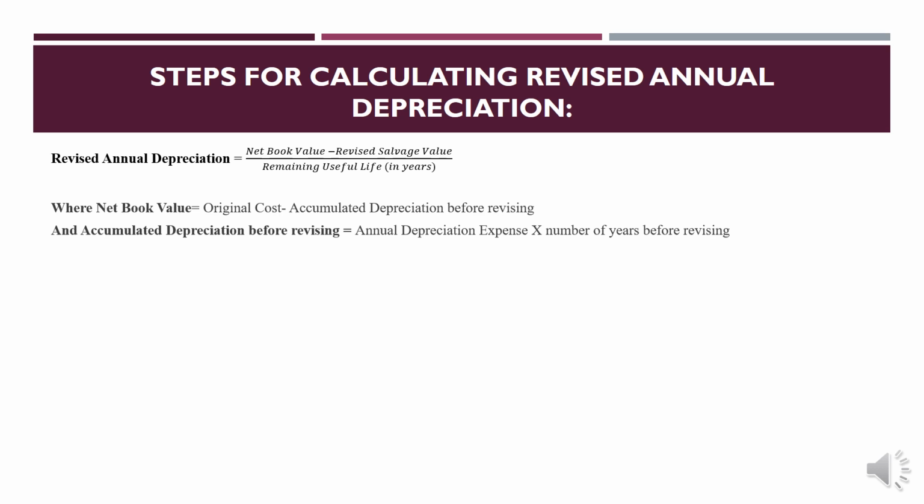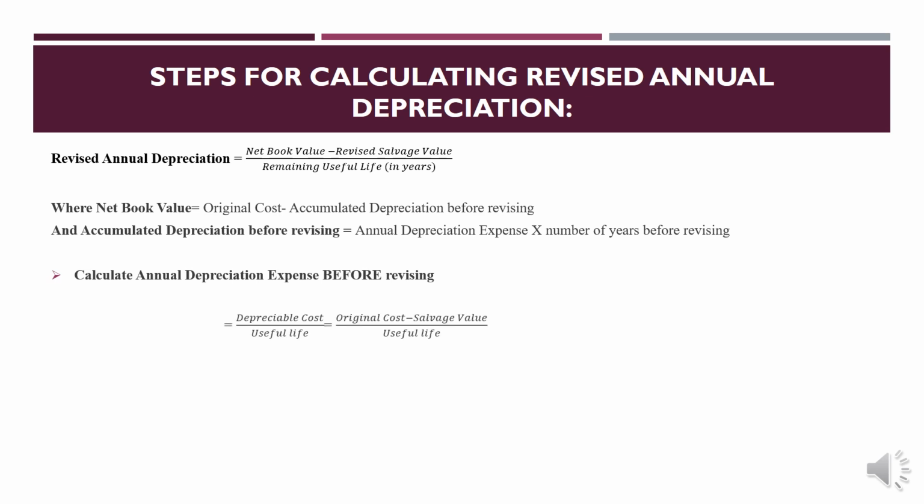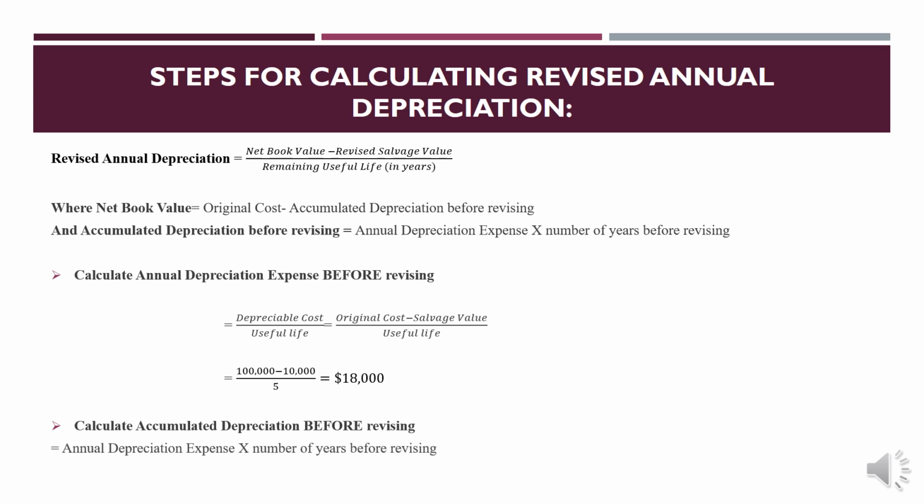The accumulated depreciation before revising is equal to the annual depreciation expense times the number of years before revising, which is 2 years. The annual depreciation expense is equal to the depreciable cost over useful life, which is the cost minus salvage value over useful life, equal to $18,000. So the accumulated depreciation before revising is $18,000 times 2, which is equal to $36,000.